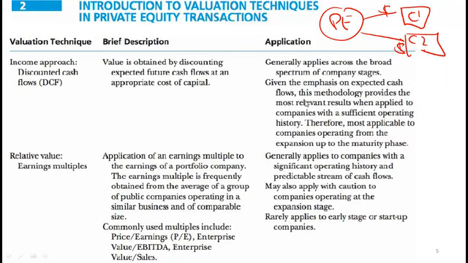This is generally applied. Given the emphasis on expected cash flow, this methodology provides the most relevant results when applied to companies with a sufficient operating history. So the core point is, if you are forecasting cash flows, it's very hard to do so for a startup, but for an established company, it's easier. Relative value multiples: all the material that you saw in private company valuation is relevant here. Typically, one of the most commonly used multiples is value to EBITDA. I want you to read this exhibit. There is nothing here that should surprise you.